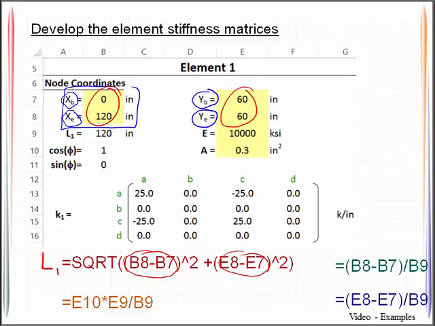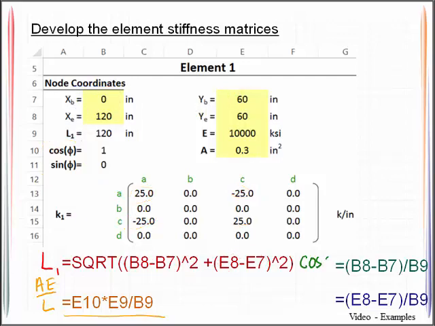We can also calculate the AE over L term. And here's the formula and the cells that are used in order to do that. And once we get that, we can begin to plug those in right here in that matrix, recognizing that this is the element stiffness matrix in the local coordinate system. Really, kind of the last thing we want to do on here is go ahead and compute the quantities for cosine and sine of phi.